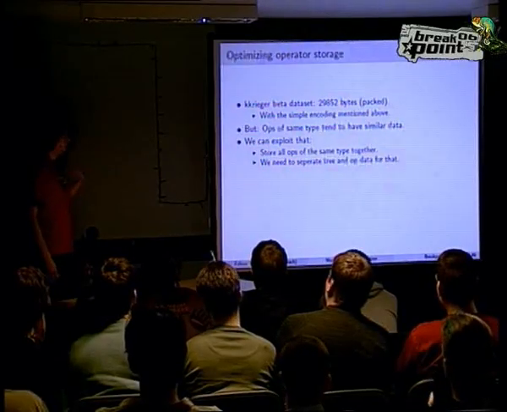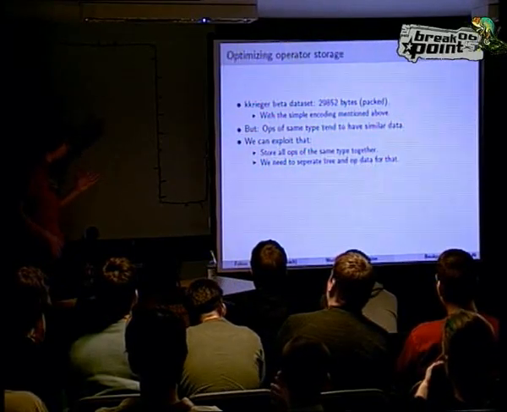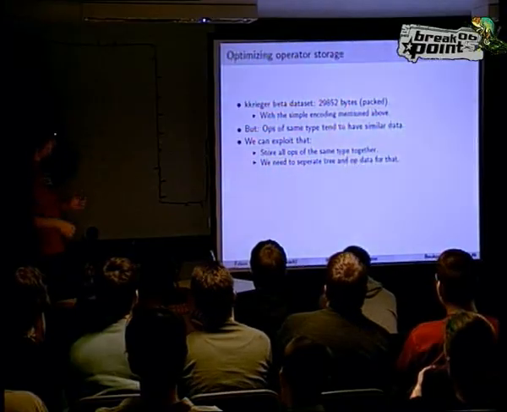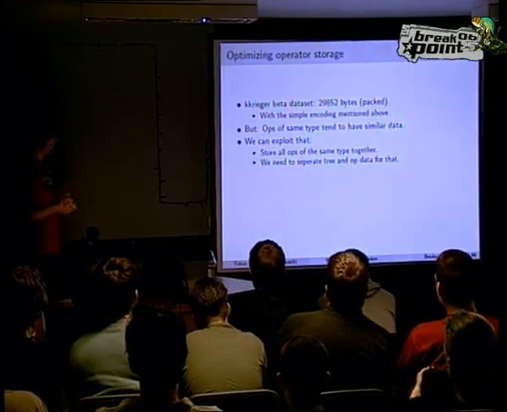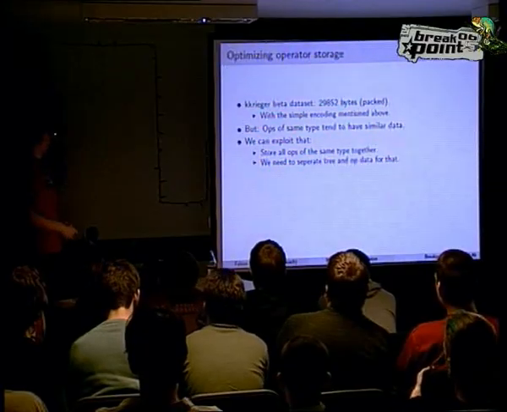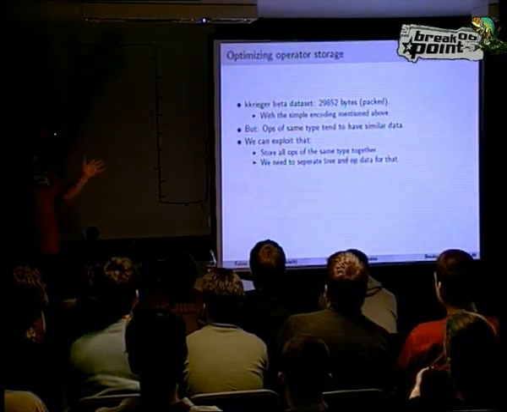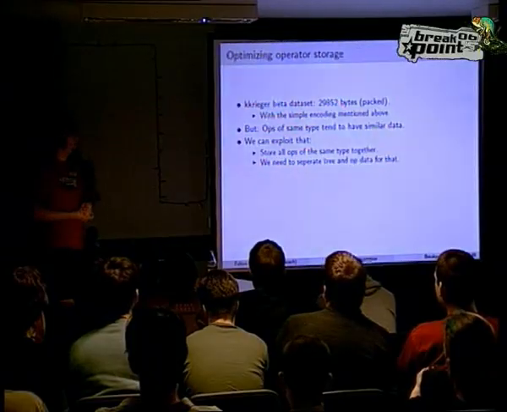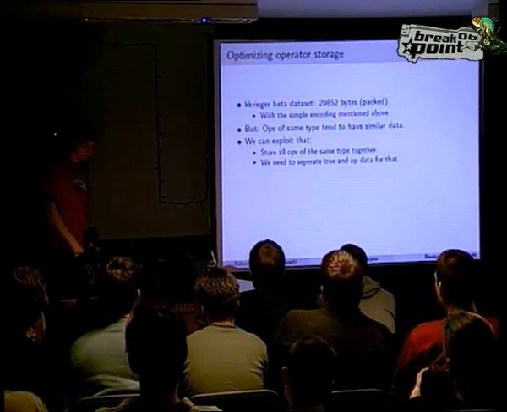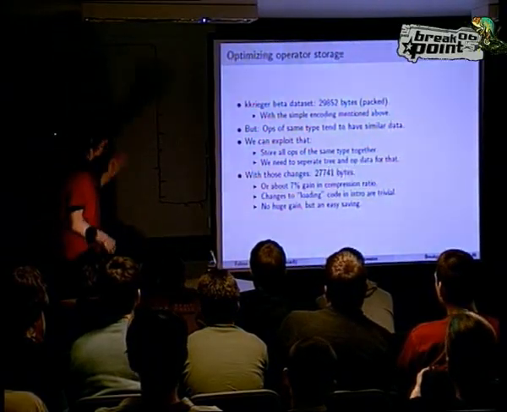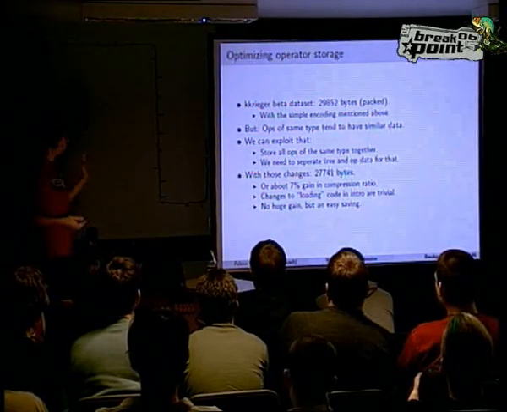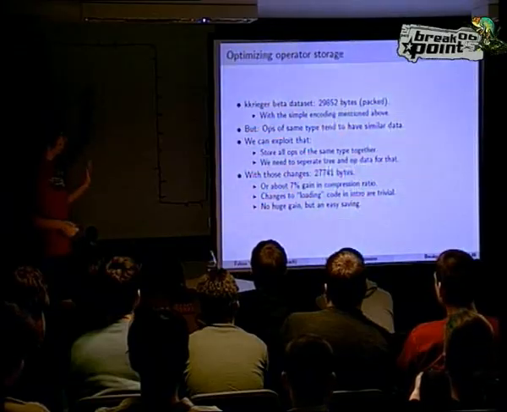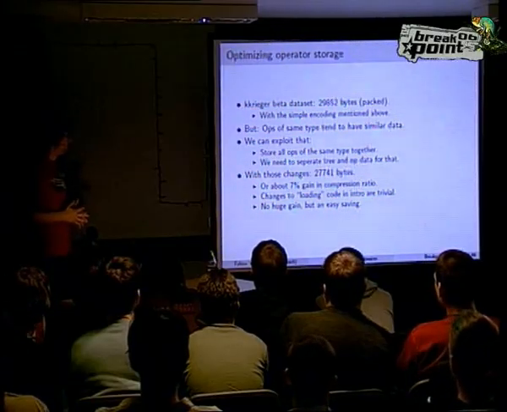But to do that, we obviously need to store the tree and the operator parameters separately, because by now the operator data doesn't come in the same order as it does in the tree. When you do that, you get about 28 kilobytes, or about a 7% gain in compression ratio.